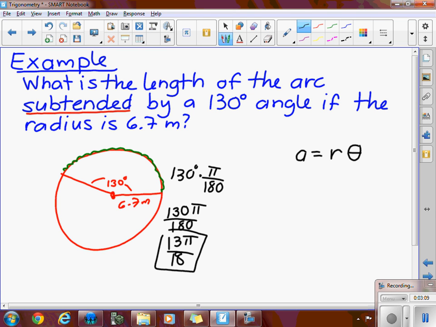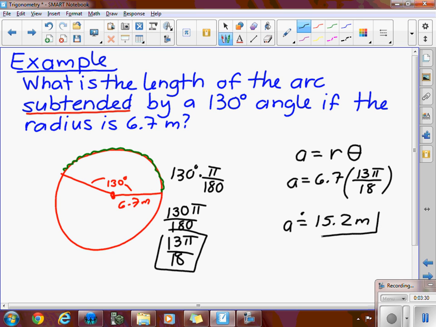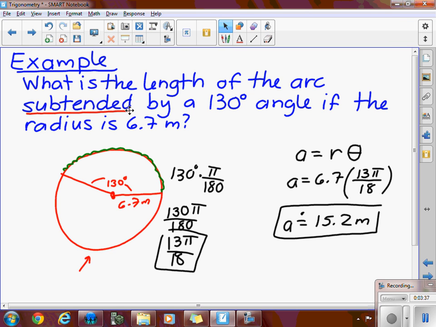So now we can use that in our formula. So the arc length is the radius, 6.7, multiplied by 13 pi over 18, because again, that angle needs to be in radians. And if we use our calculator and multiply that out, to one decimal place, that's approximately 15.2 meters. So basically that means if we laid a rope around the edge of this circle along the 130 degrees, that rope when stretched out would be 15.2 meters long.